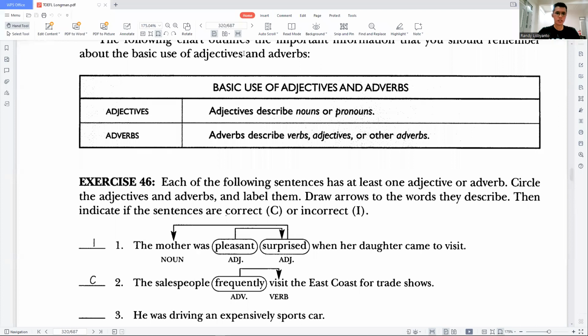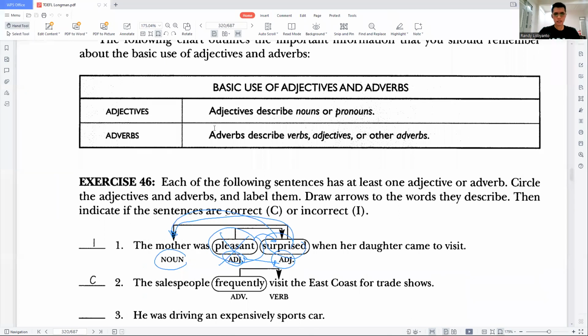Okay, we're going to discuss one example of questions here. Number one, it is incorrect: My mother was pleasant surprised when her daughter came to visit. Pleasant is an adjective and it cannot explain or describe another adjective. Actually, this surprised here is okay to explain the mother, because it is a noun. The thing that is wrong is the pleasant. It has to be an adverb here: the mother was pleasantly surprised, for example. I think it's very clear.